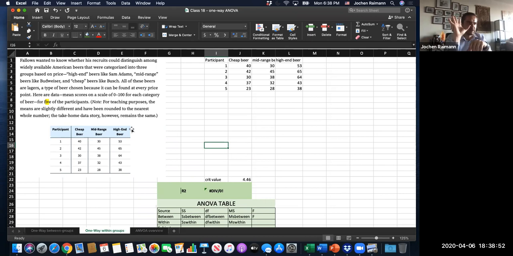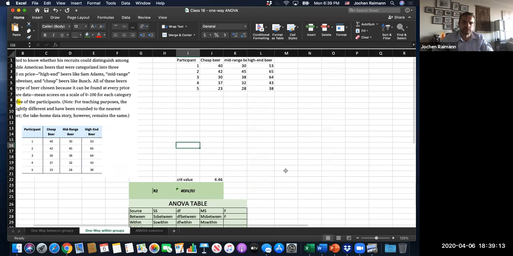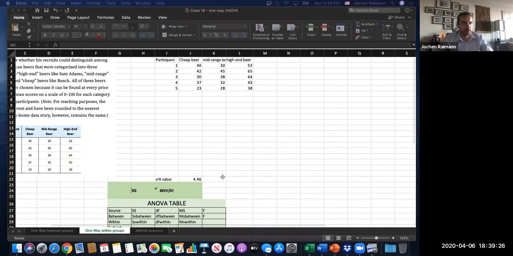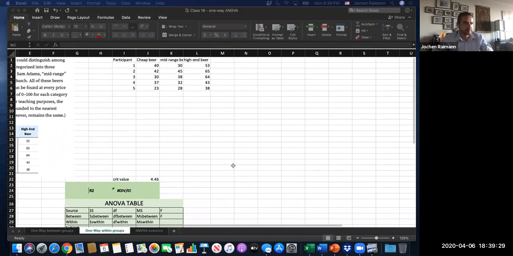We're looking at 5 participants that are doing this comparison. So we have here the data. So we have participant 1, 2, 3, 4, 5. We have the scores of a cheap beer. We have the score on a mid-range beer. And we have the score on a high-end beer. We have these values right here. So what we want to do now is to calculate, based on that, whether there are significant differences between the groups and within the subjects.